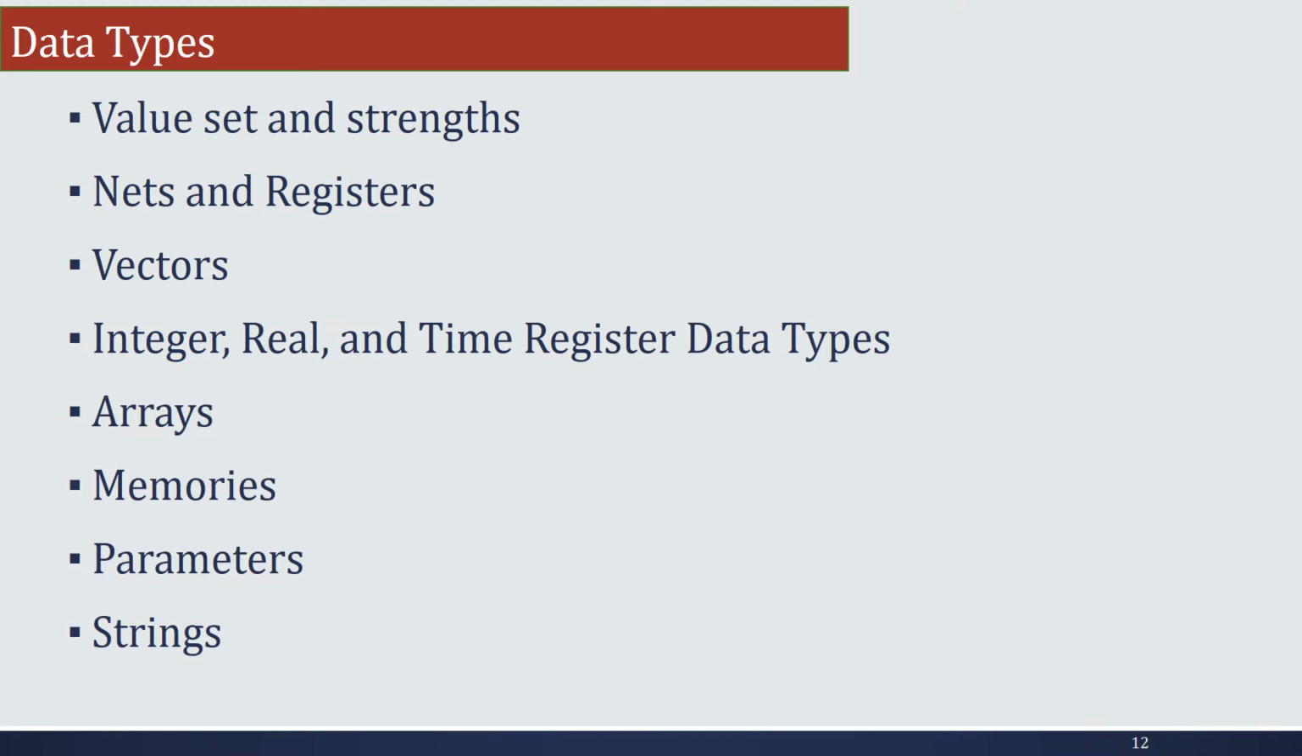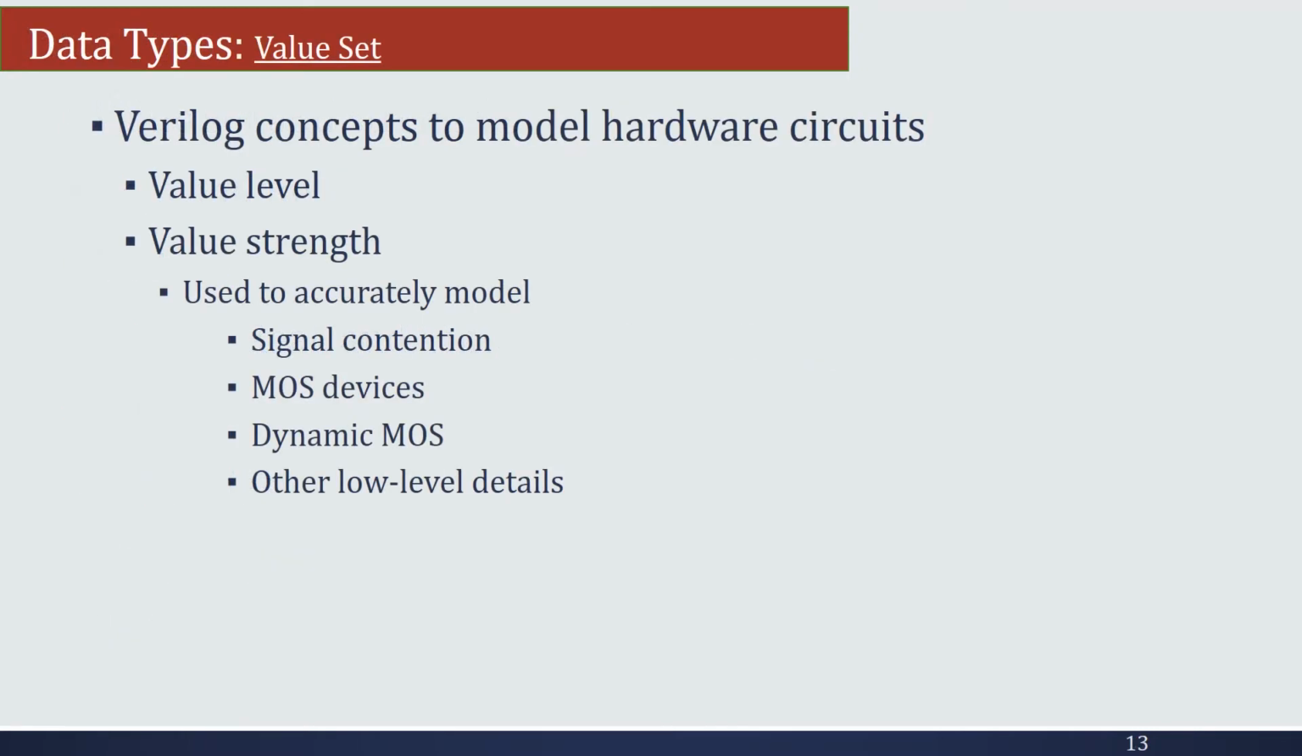And data types. There are different data types starting from nets, vectors, etc., which are supported by the Verilog tool. Here we'll start with the value set and strengths. To describe a circuit, sometimes the strength of the signal, or whether the current will flow from module 1 to 2 or from 2 to 1, some conventions have to be followed. In that direction, this value level and value strength are being used.